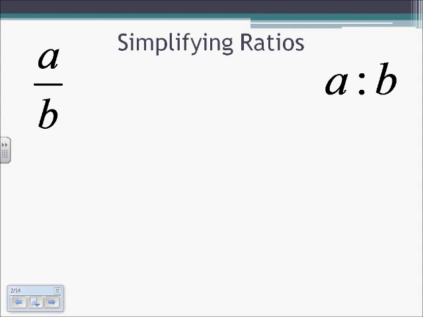First we need to define what a ratio is. A ratio is a comparison of two different numbers. It can either come in fraction form, written as A over B, or in ratio notation with a colon, A to B.